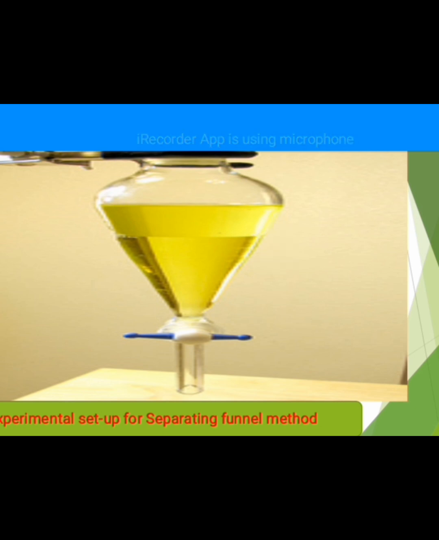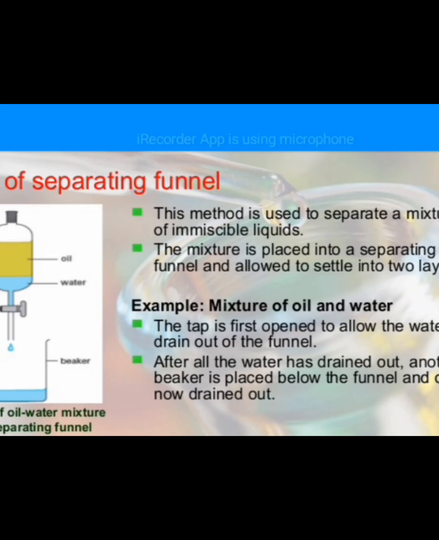Now when these two separate layers are formed, you open the tap gradually until the water drips down. As soon as it gets close to the lighter liquid, you quickly close the tap, and you have the water as a separate component in the container and the oil left in the separating funnel. As a result, you've succeeded in separating this mixture. So this is how the separating funnel is used. You can pause this video and read this part to understand more on how the separating funnel works.